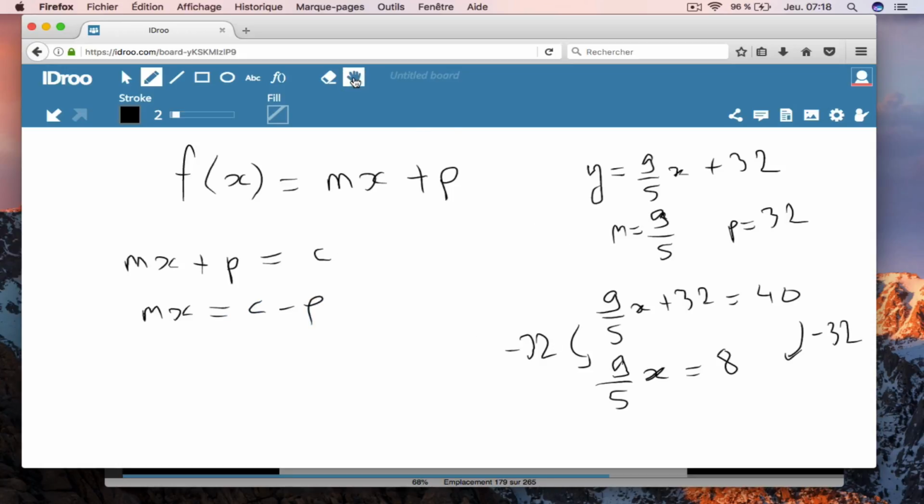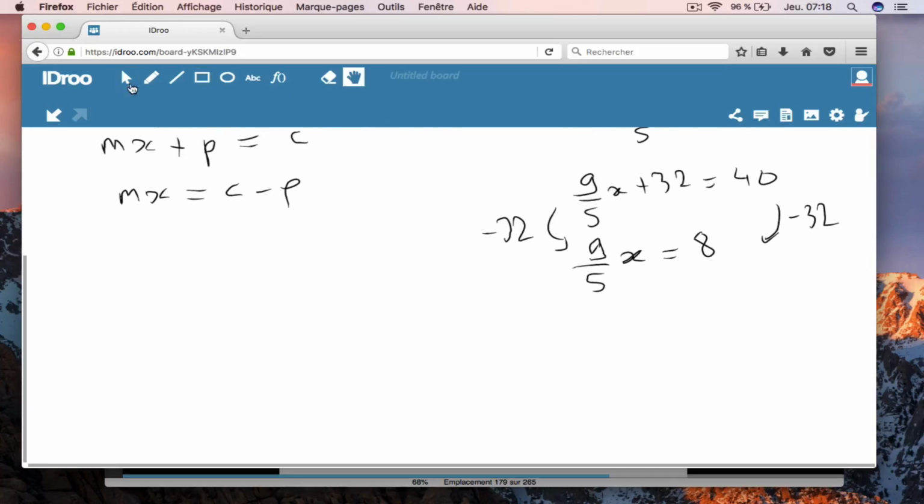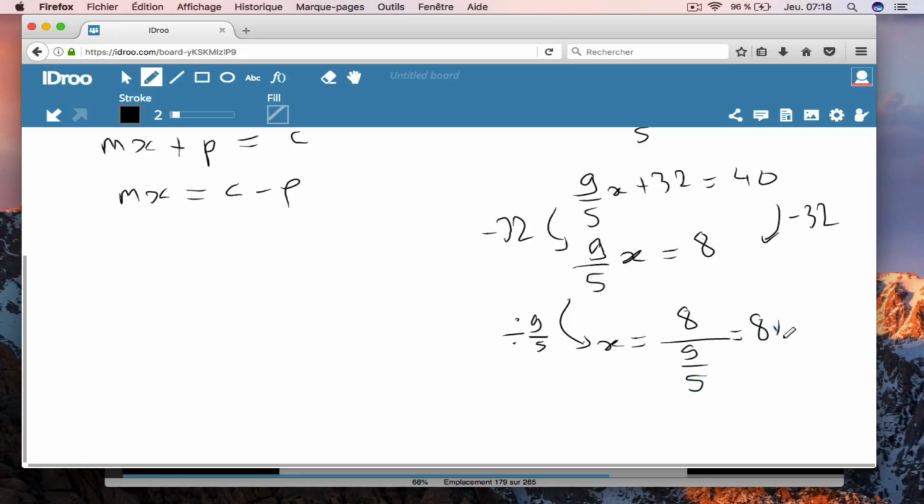And second part, we have to divide by this number. And so we've got this. In practice, we have to multiply by the reverse fraction. So we get 40 divided by this number.